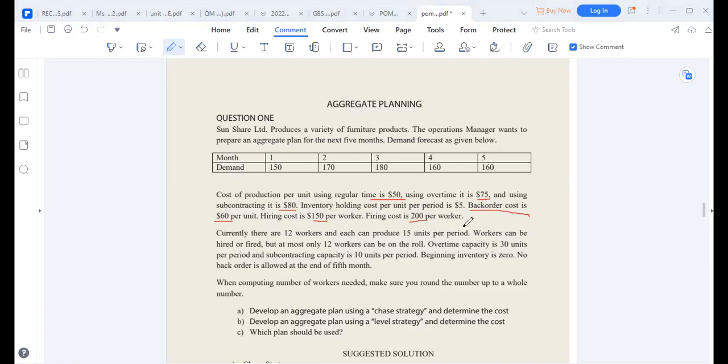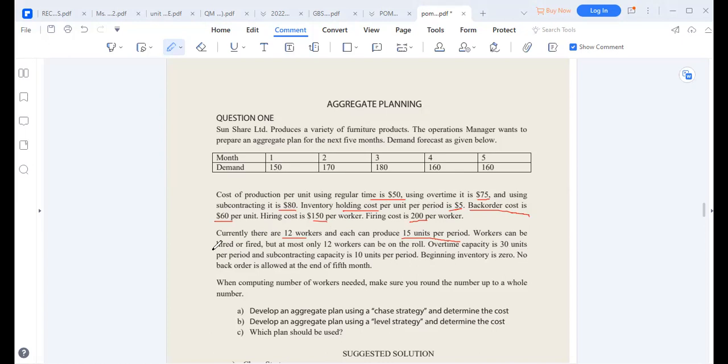Right. So now we go for the holding cost, which is $5. That is carrying cost or holding cost is $5. Currently, there are 12 workers that the company has actually employed, and each can produce 15 units per period. So we know one person is able to make 15 units, and we have 12 workers right now.